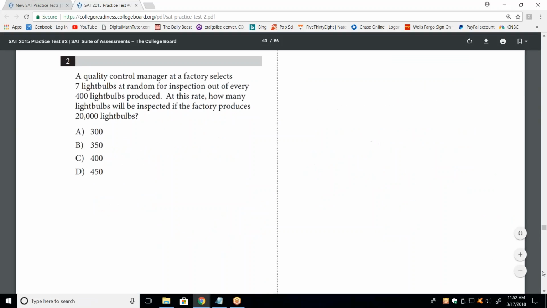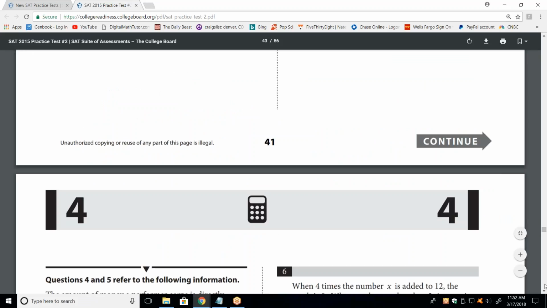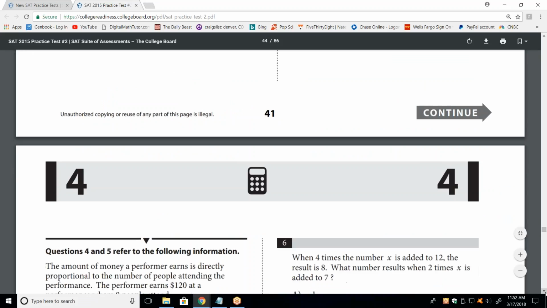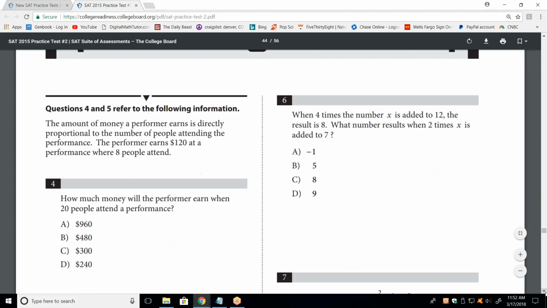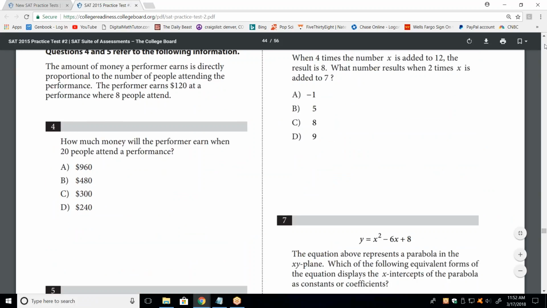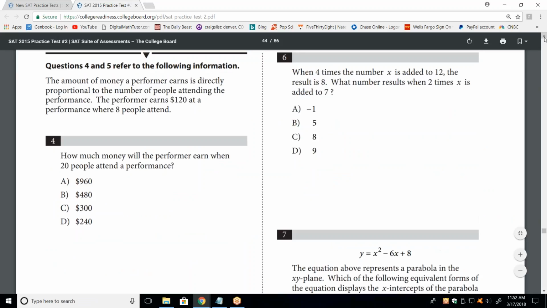All right. Still calculator. Number 4. Okay.